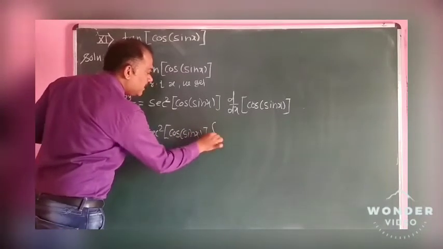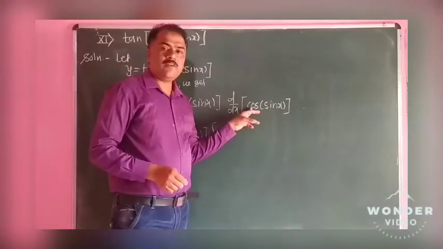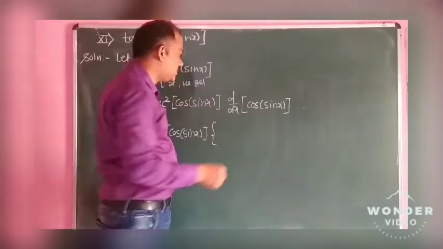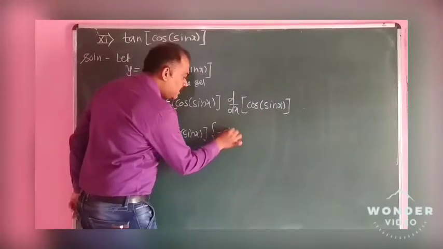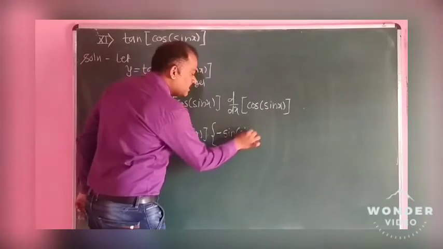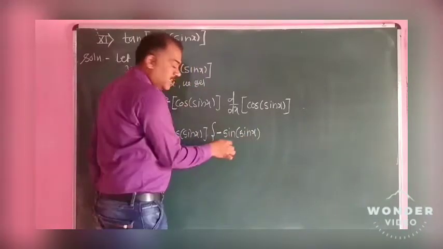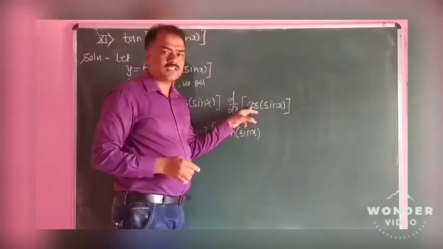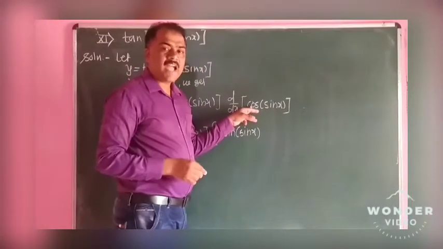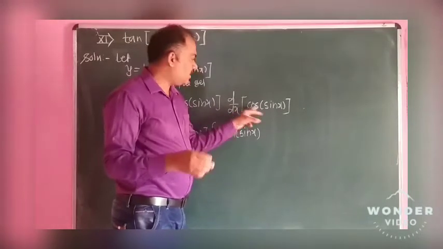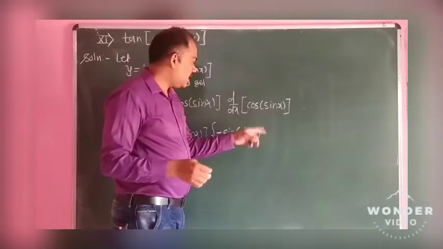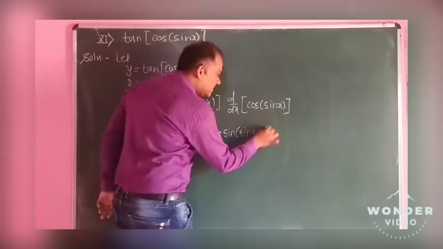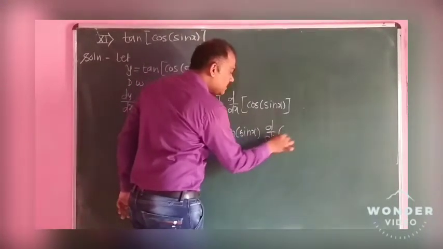sin x into, what is the derivative of cos? We know that it is minus sin, that is minus sin of sin x. Why do we have to write this sin x? Because the angle of this cos is sin x. When we take the derivative of this cos, what is the derivative of cos? Minus sin theta. Instead of theta we get sin x. After that we have to take the derivative of this sin x, that is d dx of sin x.